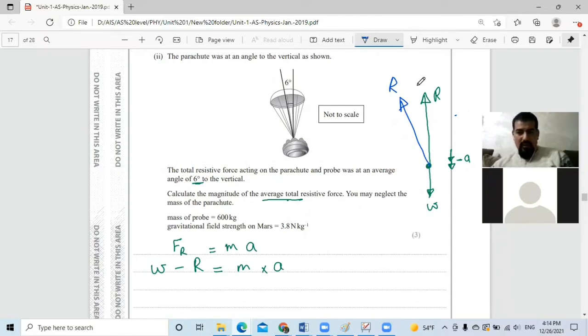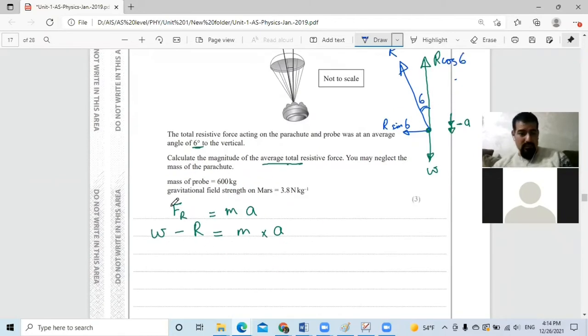It acts at an angle of 6 degrees. That means this resistive force has two components, one vertical and one horizontal. The vertical one, because this angle is close to it, is the adjacent, so R cosine 6, and the horizontal one will be R sine 6, and I'm not going to use it here because I'm talking about vertically. What is the resultant force acting here?